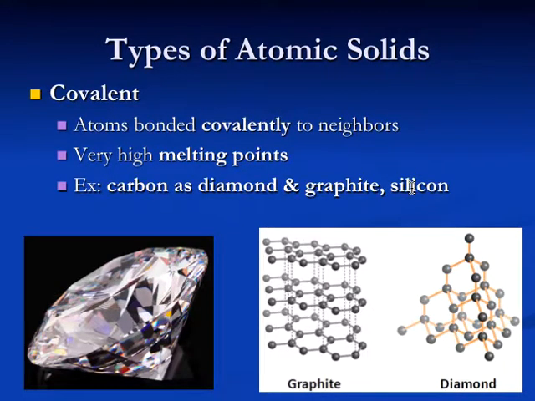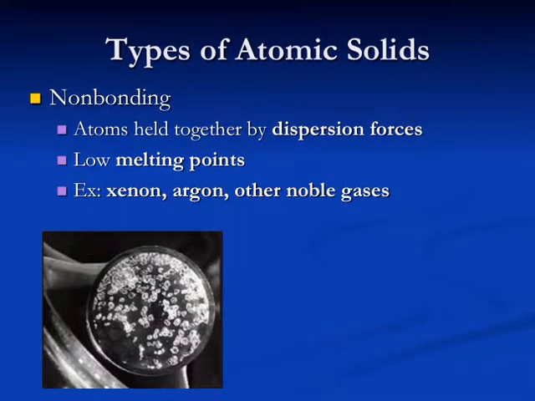Silicon is also an example of something that would form a network like this diamond would. Last type, that is atomic, are called non-bonding in your book. It's just essentially because they don't bond with metallic or covalent, but the only thing that could hold them together would be dispersion forces. Very, very weak.